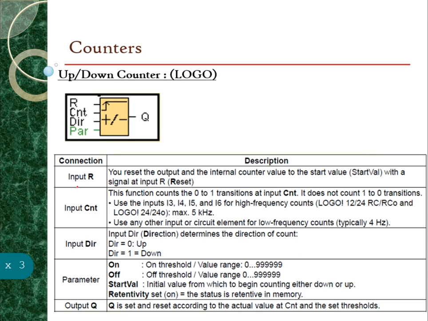These are the parameters used in the Logo simulation. R is for the reset. Count is the trigger input for counting up or counting down. Direction will determine whether this counter counts up or down. Parameter is the value for the on or off threshold and the start value, meaning that you can start the initial value of this counter at a certain number. Output will be set according to this parameter value.